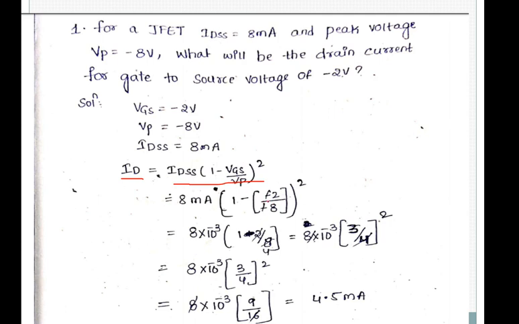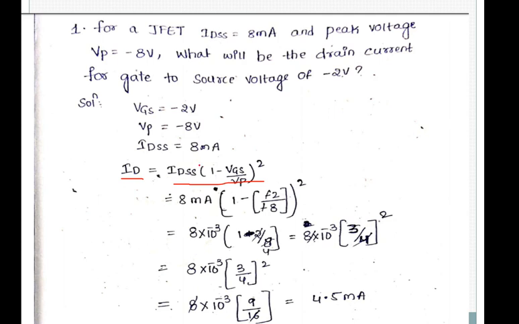So here minus and minus get cancelled. So here we are getting 8 into 10 to the power of minus 3, times (1 minus 2 by 8). So 2 ones are 2, 2 fours are 8, so 1 minus 1 by 4, that is equal to 3 by 4 whole square. So 3 by 4 whole square is 9 by 16. So 8 ones are 8, 8 twos are 16, so 9 by 2 value is 4.5, and 10 to the power of minus 3 indicates the milliamperes.